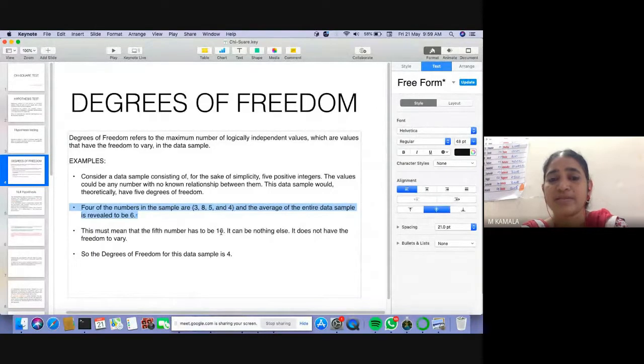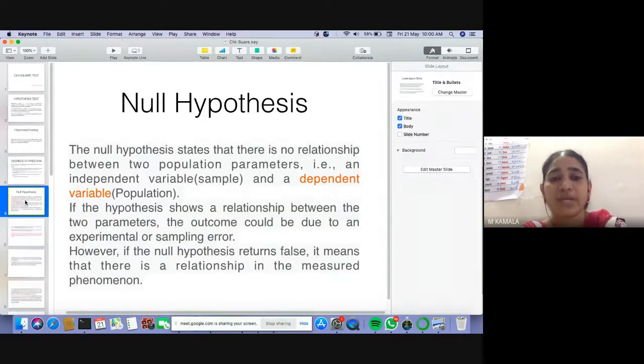So whatever the data is, the degrees of freedom you have here is these 4 numbers, and the average should be 6, whatever data you take. So this is what degrees of freedom is. This is one parameter we need to keep in mind when we calculate chi-square. Chi-square is one technique. Chi-square has a formula that we will see later.